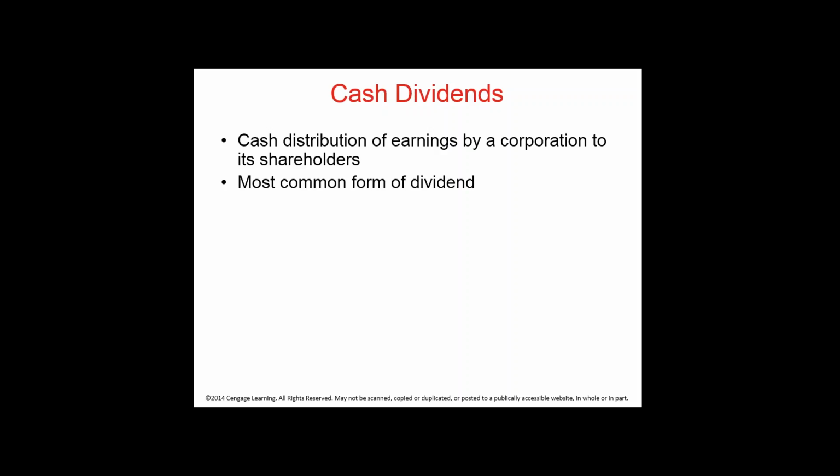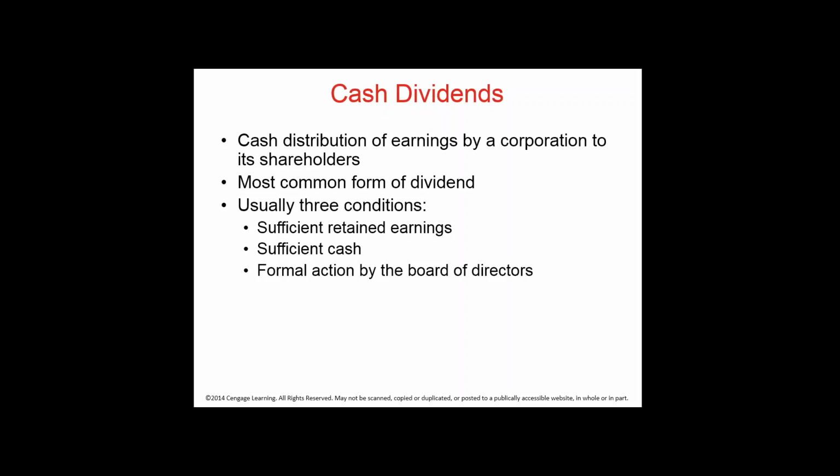A cash dividend is the most common form of dividend, and there are three conditions that must be met. There must be sufficient retained earnings. Go look at your balance sheet to see what retained earnings are. That's all of the profits and losses of the corporation to date. There must be sufficient cash. Can't pay a cash dividend if you don't have the cash to do it with. And the board must authorize it.